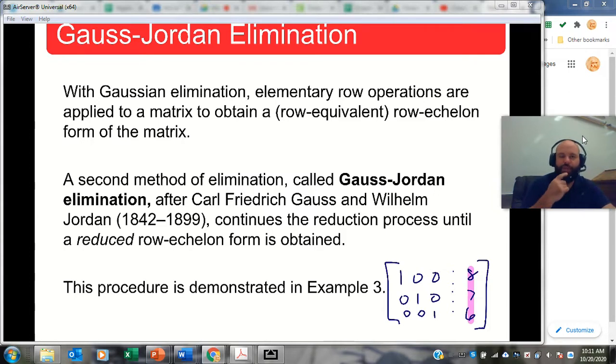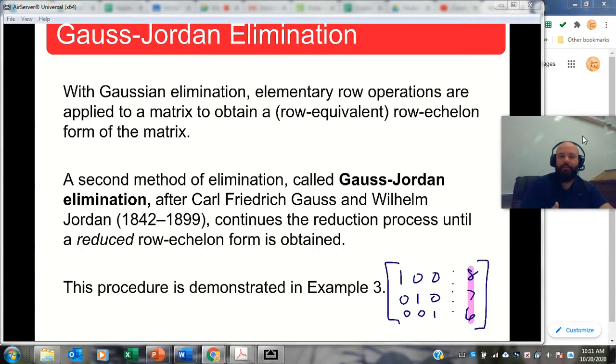This Gauss-Jordan elimination that the calculator is going to do for us is actually named for Carl Friedrich Gauss and Wilhelm Jordan. And they invented this, well, not really invented, but they discovered this over 100 years ago.